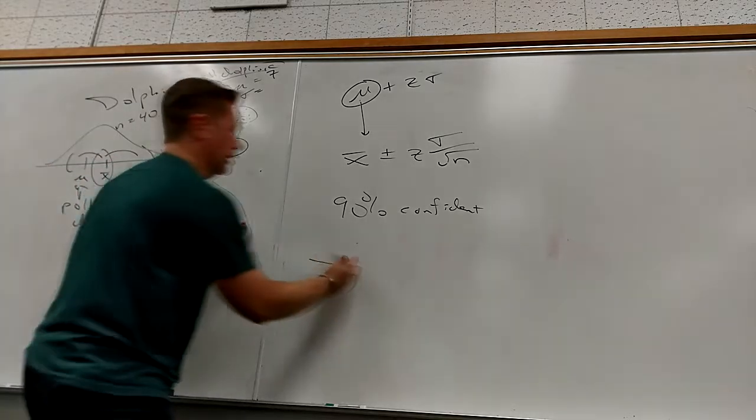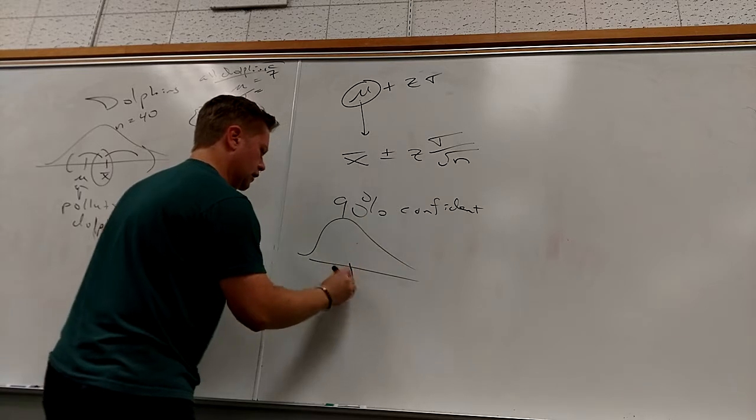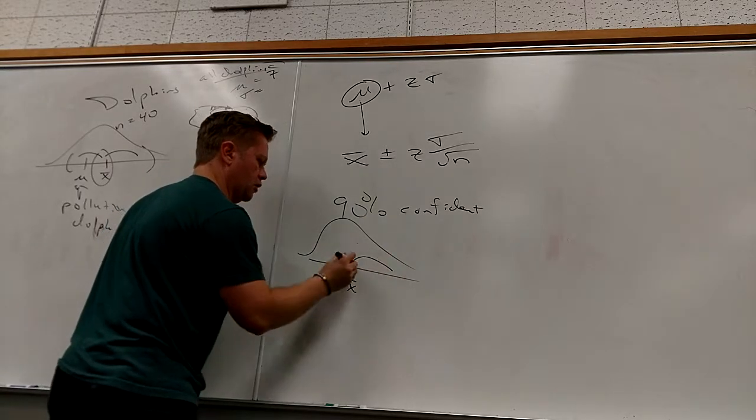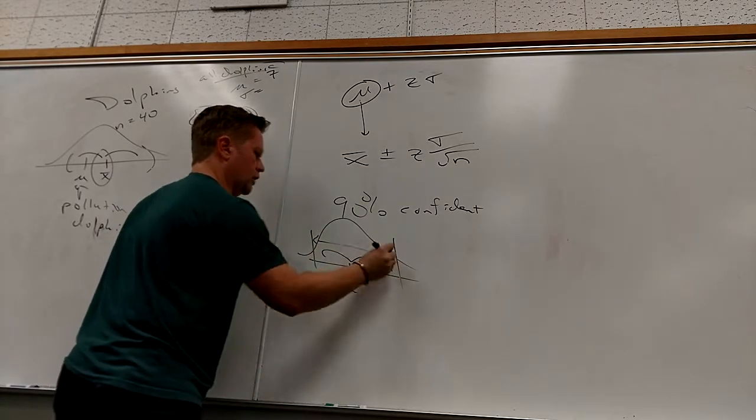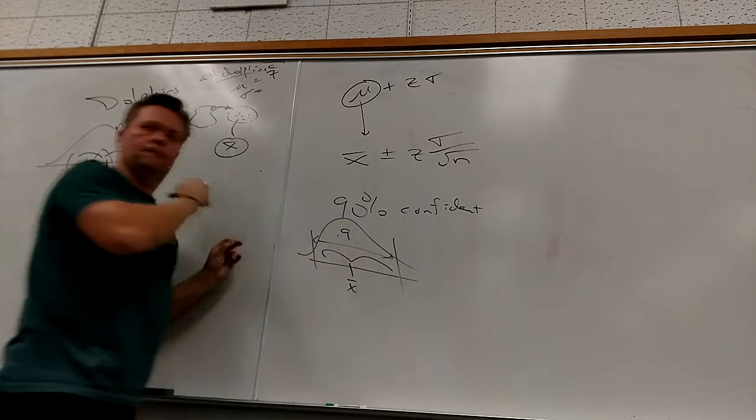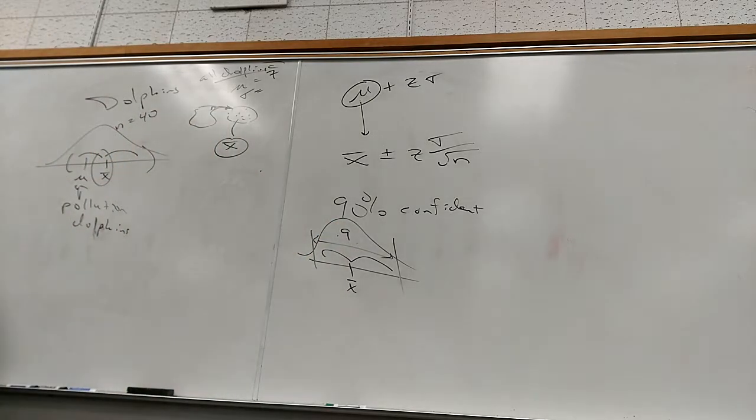So I want to catch 90% of the data. So here's my X bar. How far do I have to go so I catch 90% of the data? This is a problem we've done before.